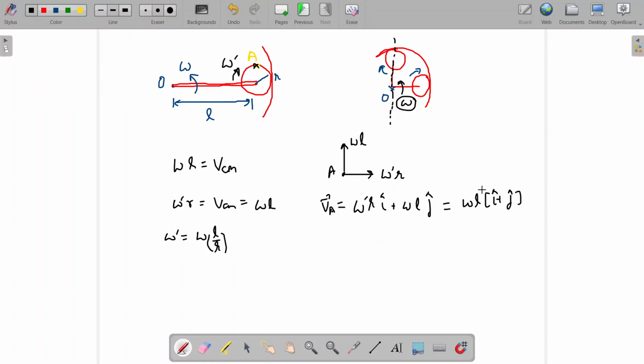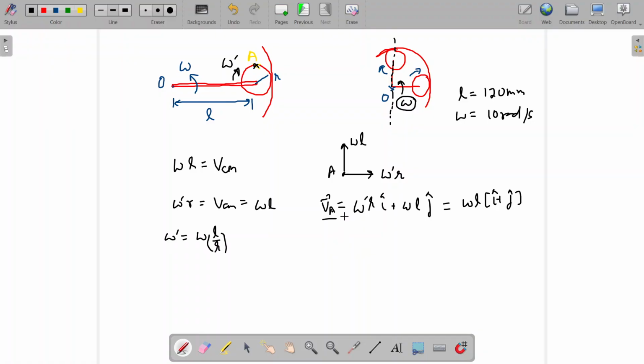In the original question, it was given that the value of L is some 120 mm and omega is some 10 radians per second. So if you substitute those values here, we can find the velocity of point A. Now moving on to the second part.